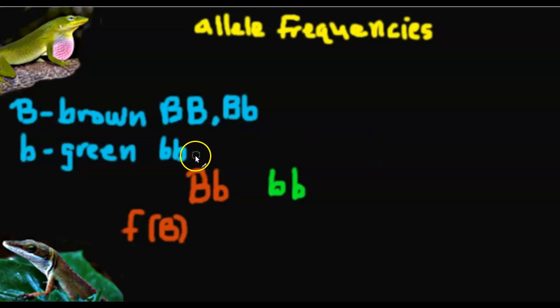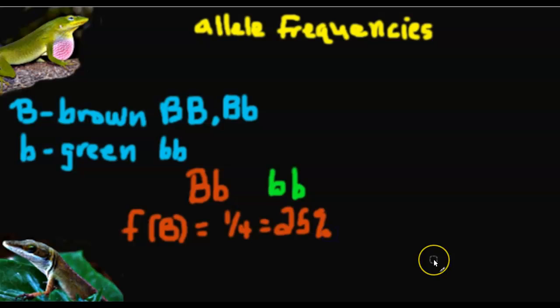Notice when we have 1, 2, 3, 4. So the frequency of that capital B, dominant allele, is going to give us 1 out of 4, which is going to give us 25%. Does everybody see that?